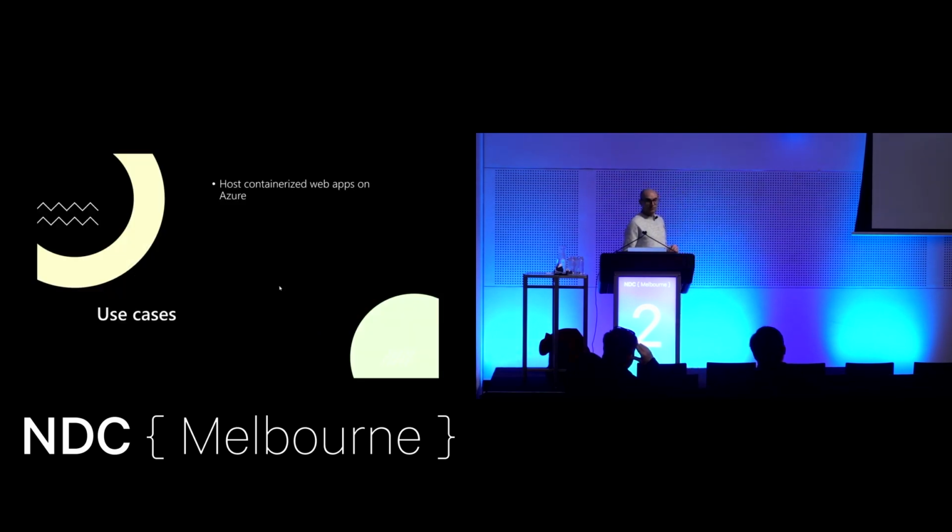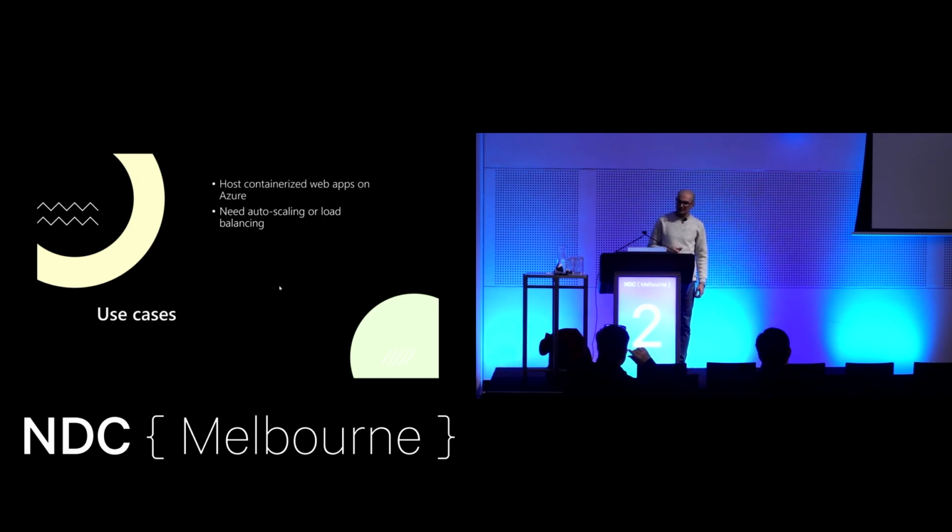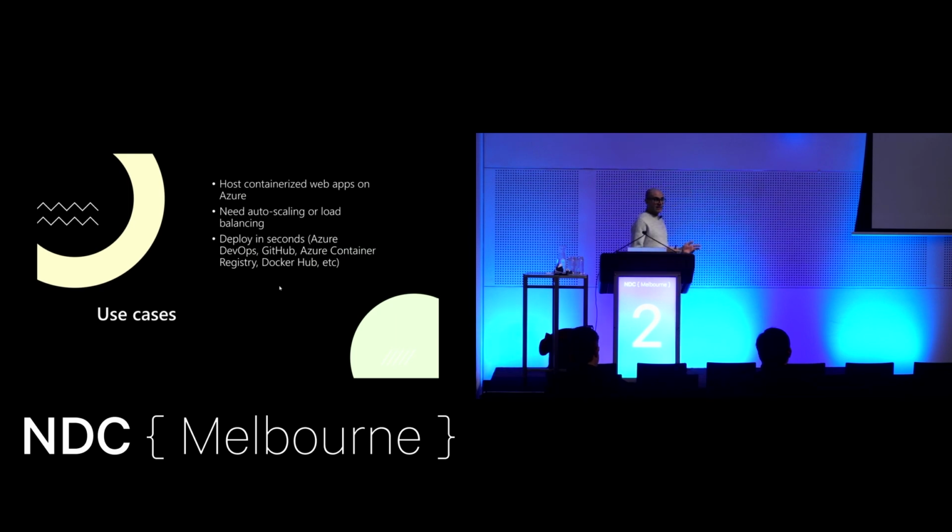So what use cases should we use this service for? Obviously, if you want to host web apps on Azure, this is a great place to start. If you want auto-scaling or load balancing built in, this is again a great place to start. It comes built in with a load balancer. So if you say, I want to add more instances, scale out my app service, it automatically load balances the requests between multiple nodes. If you want to deploy in seconds based on not only GitHub Actions and Azure DevOps, but also stuff like Bitbucket, or based on Azure Container Registry or Docker Hub, again, this is a really great place to start.